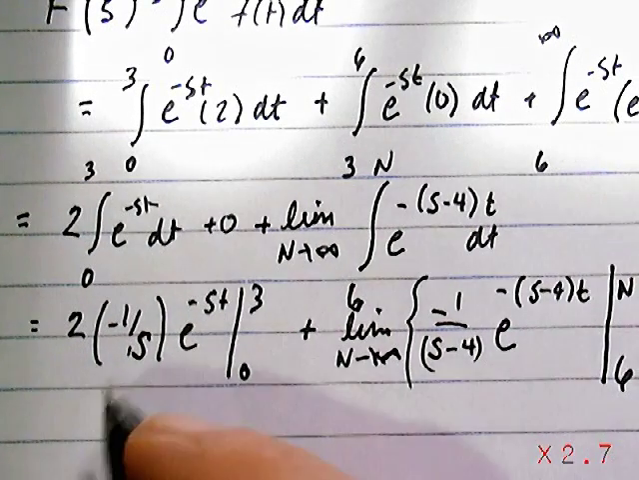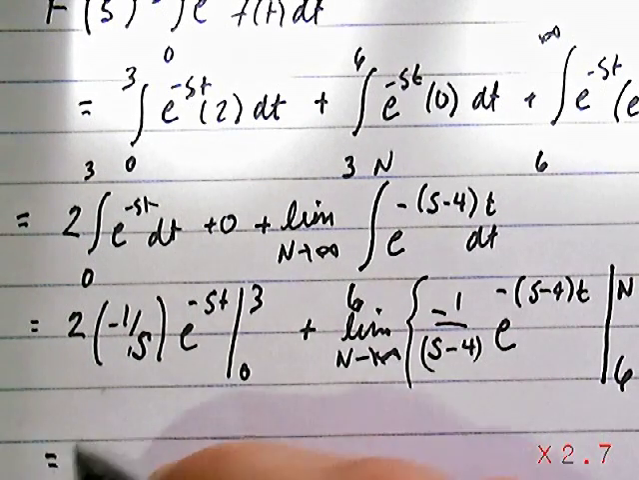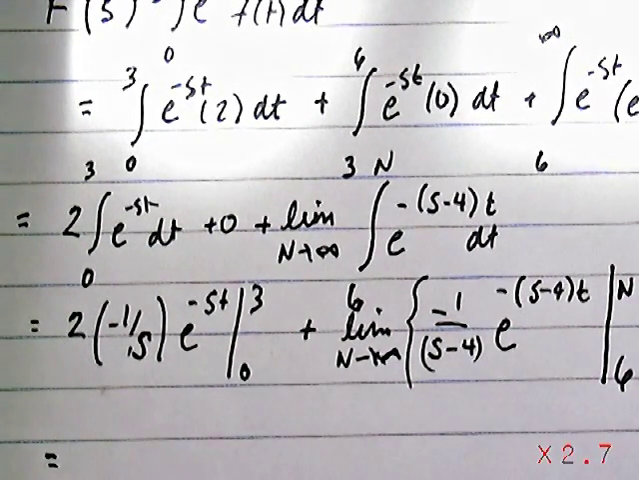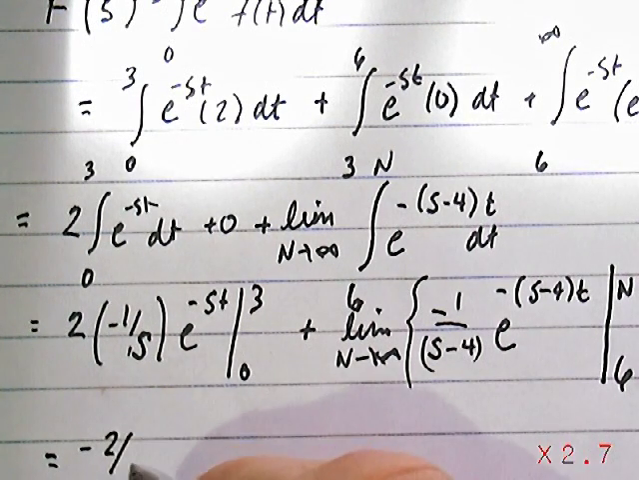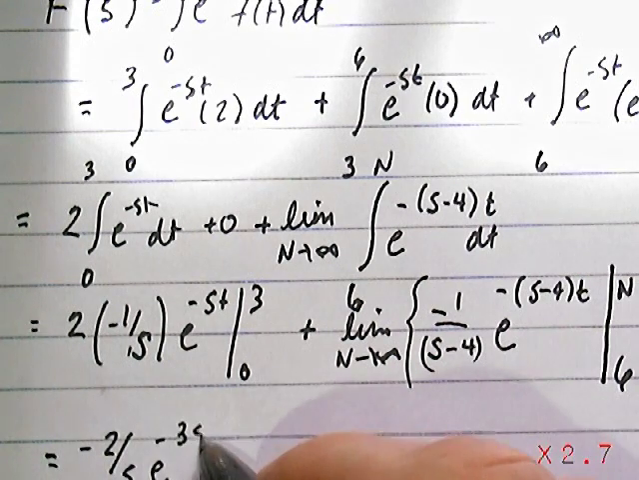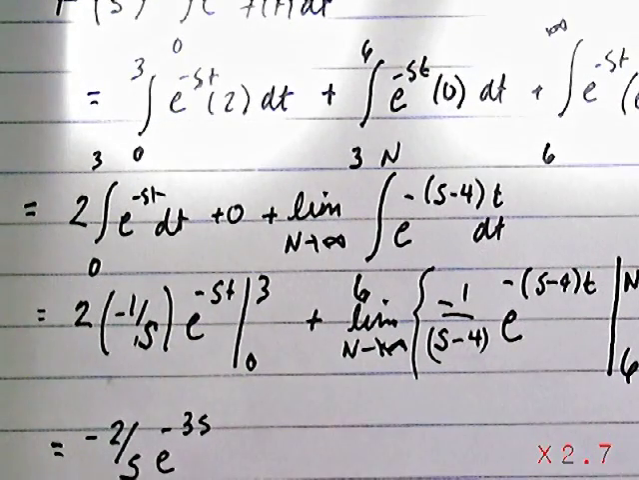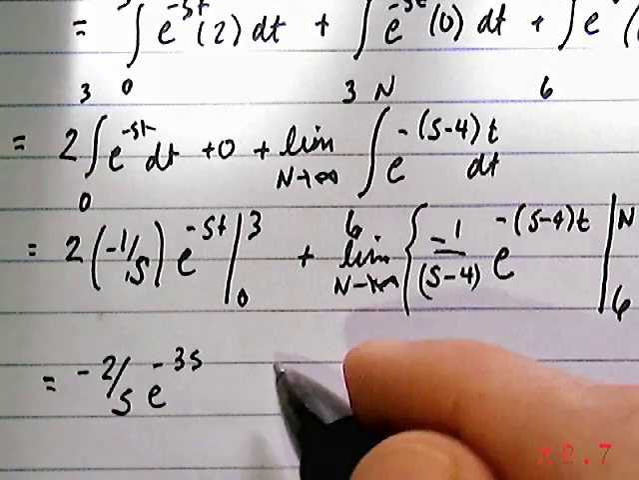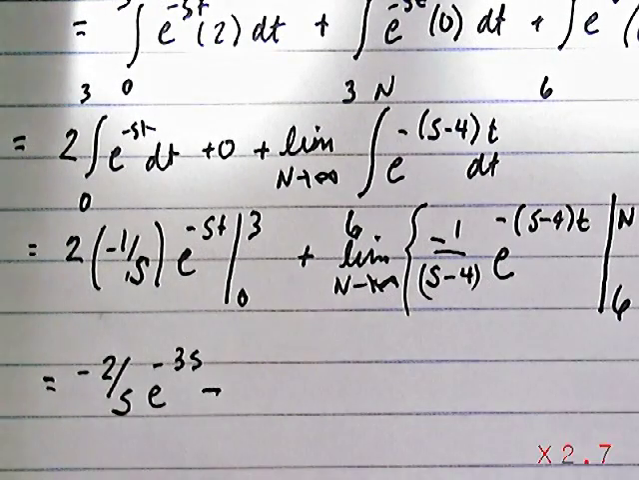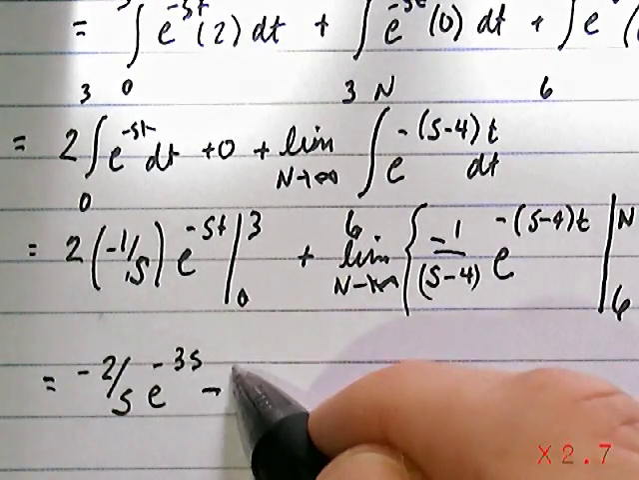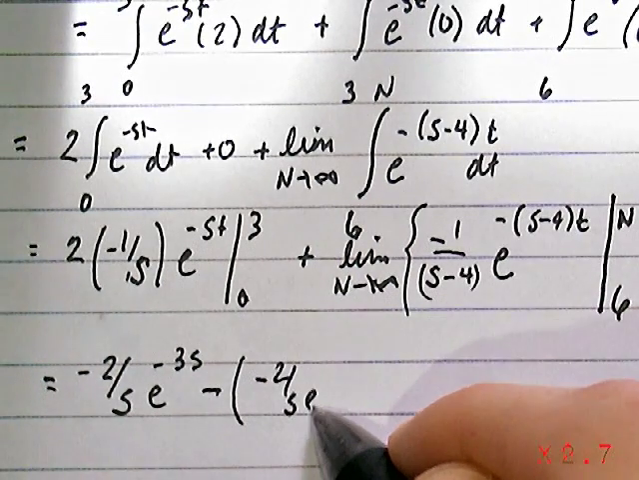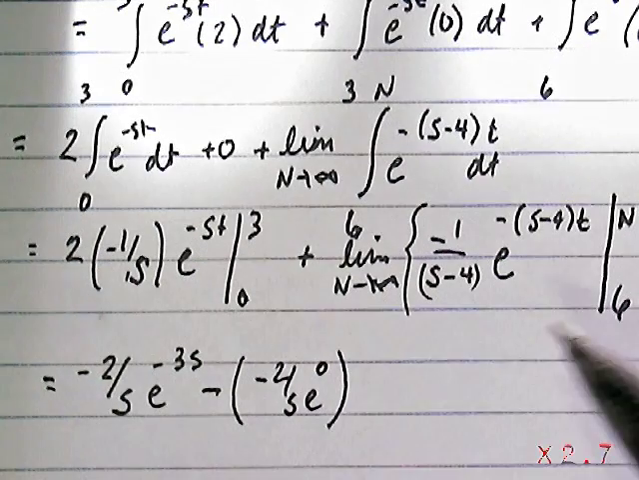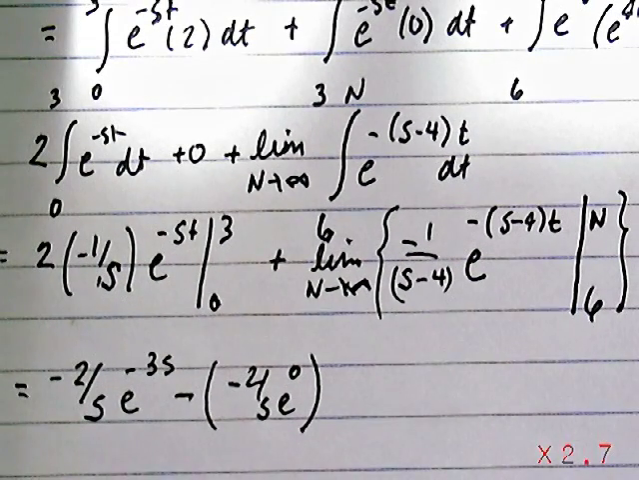So going ahead and plugging in the values of 3 and 0 in the first part, what we will get is negative 2 over s times e to the minus 3s power. And then we will be subtracting what we get when we plug in 0 into that. So we'll have negative 2 over s times e to the 0 power. And of course, that's going to be 1.